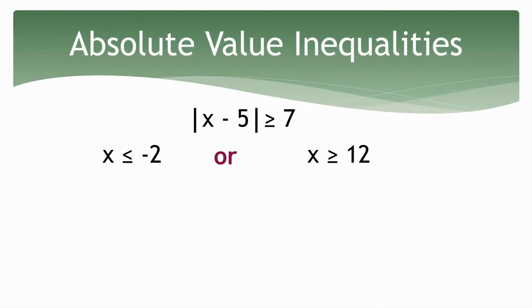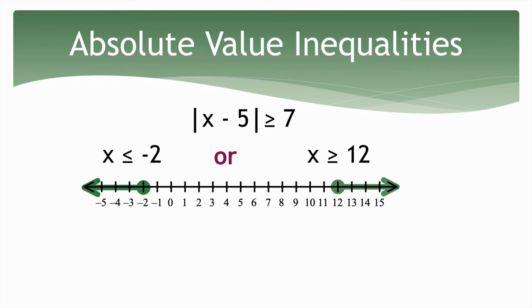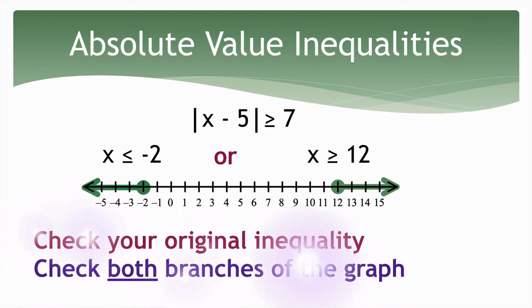Okay, so now I have these two inequalities. I graph them on my number line, and then I make sure that I check the original inequality, and I need to check points from both of the branches of the graph because I've got two little parts going on here. I've got to make sure that they make them both true. Don't go back and check the inequalities after you split them out. Go back to the absolute value inequality to check.